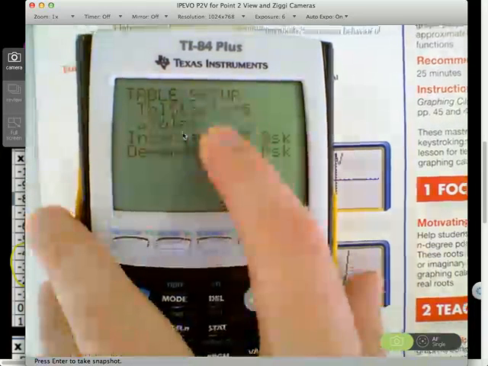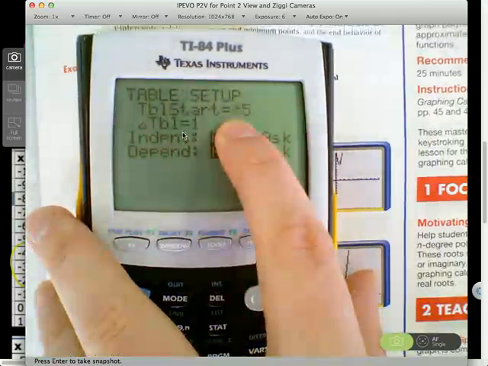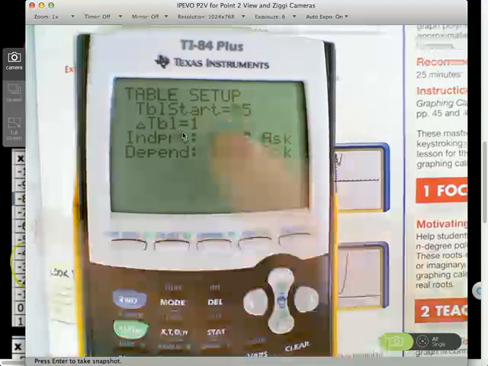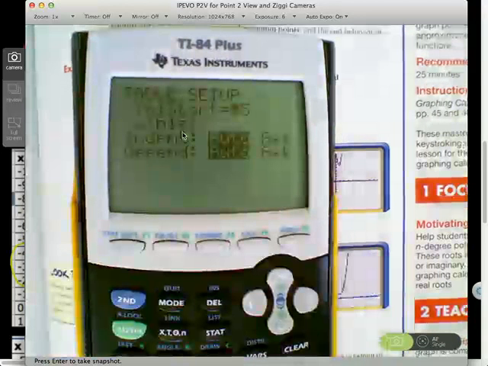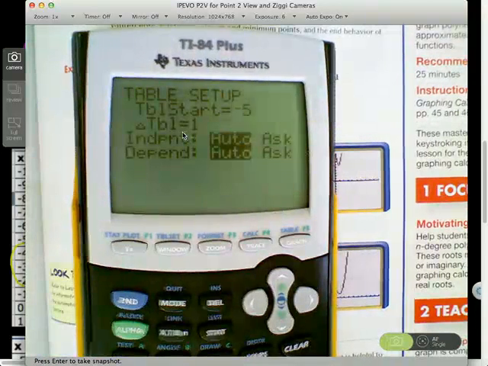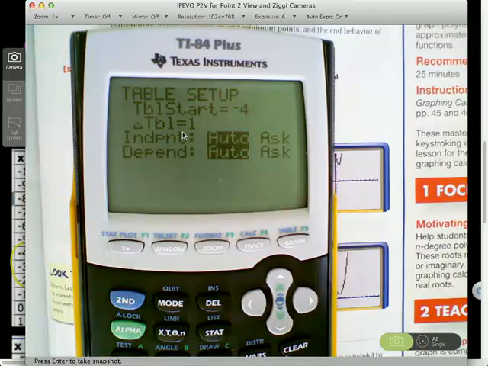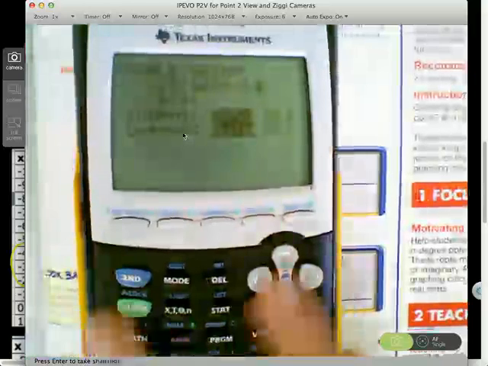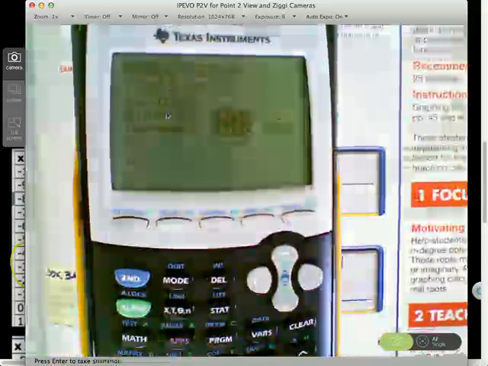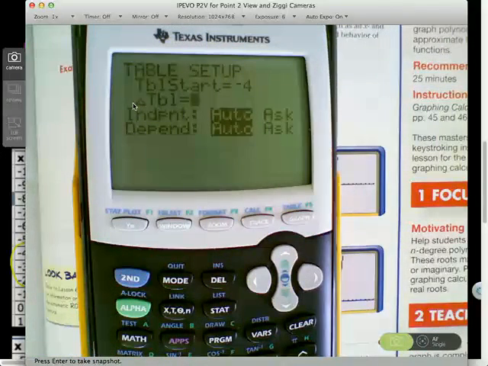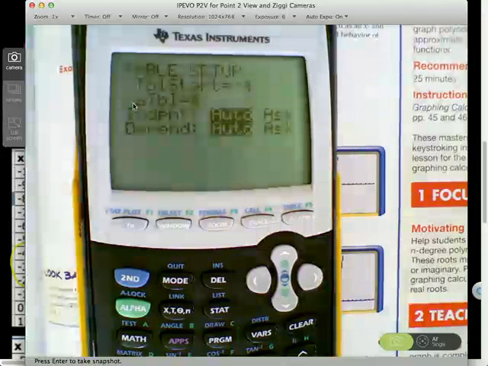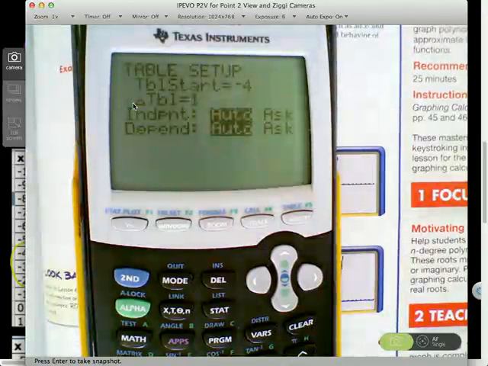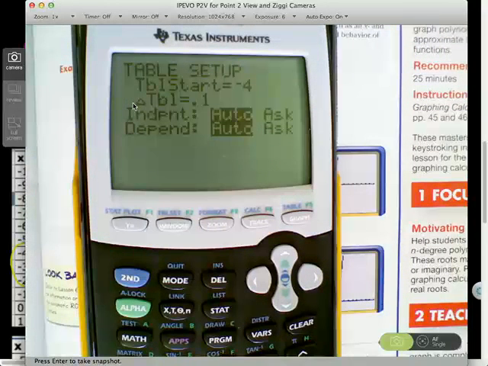Yep, so we can change this. So, for instance, I know that it occurred somewhere between, what, -4 and -3. So I'm going to have it start at -4. And in this case, I'm using the negative sign, not the subtract. Okay? And my delta table, that little triangle means delta, or the change, or the increment in the table. We can have that count by 0.1, something like that. Right? So it's counting by tenths.